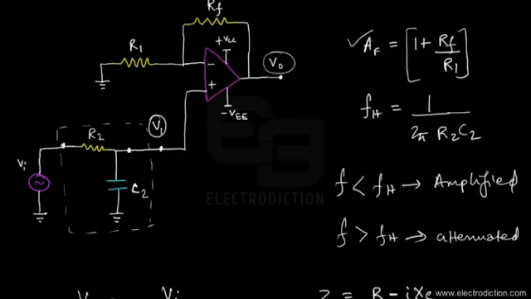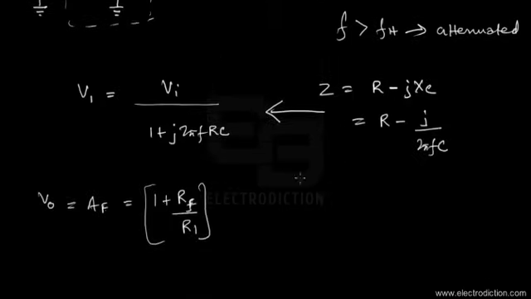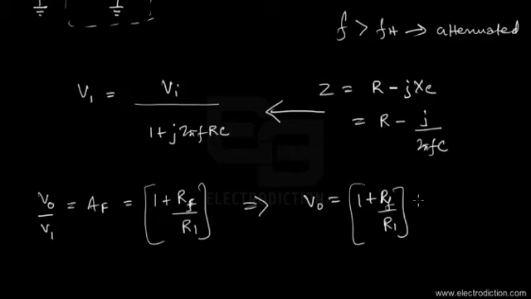That's over here. So AF is equal to the ratio of VO by V1. This implies that the output voltage VO would be the gain, that is 1 plus RF by R1, multiplied by the input voltage supplied to the non-inverting amplifier.